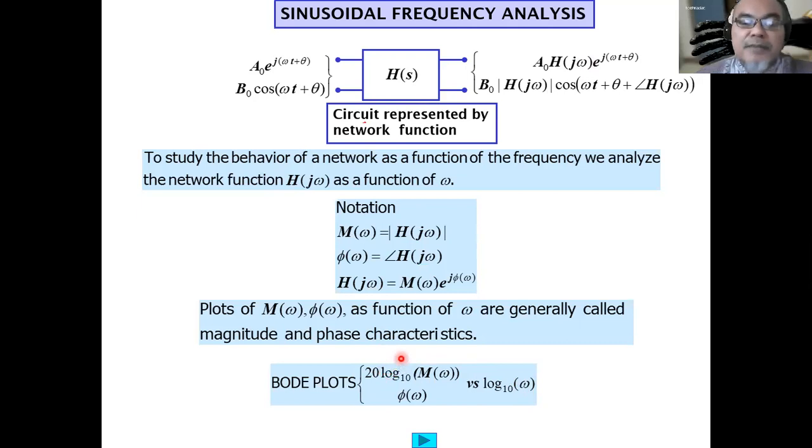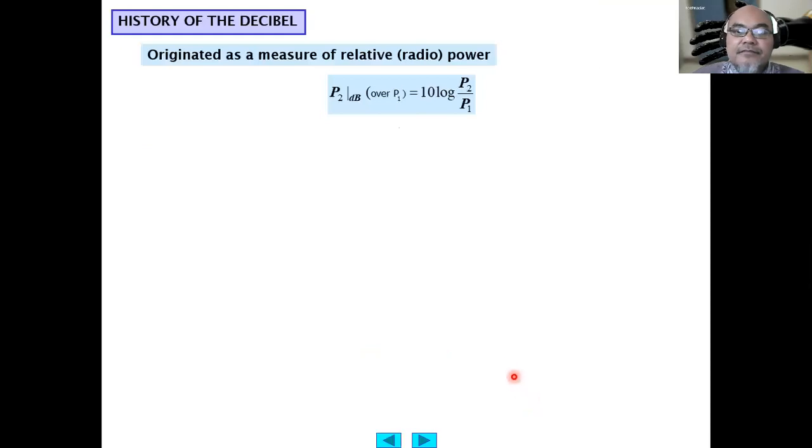it is expressed as 20 times the base-10 logarithm of the magnitude as a function of the frequency, versus the base-10 logarithm of the frequency, while the phase is expressed with the y-axis equal to the phase angle itself, versus the x-axis, the base-10 logarithm of ω. So the unit is usually called the decibel.